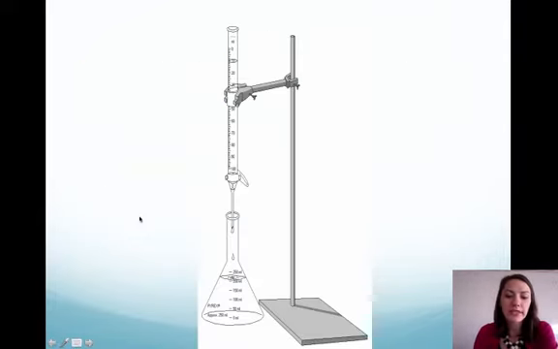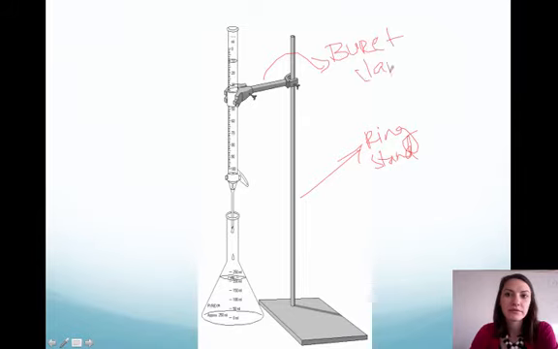All right, so when we go into the lab, we've got to make sure we know what we're talking about, okay? So let's label some of this setup. So first, we've got our ring stand. All right, that's this setup, all right? And attached to it, we've got a burette clamp. Okay, it is holding a burette, not a beret, a burette.